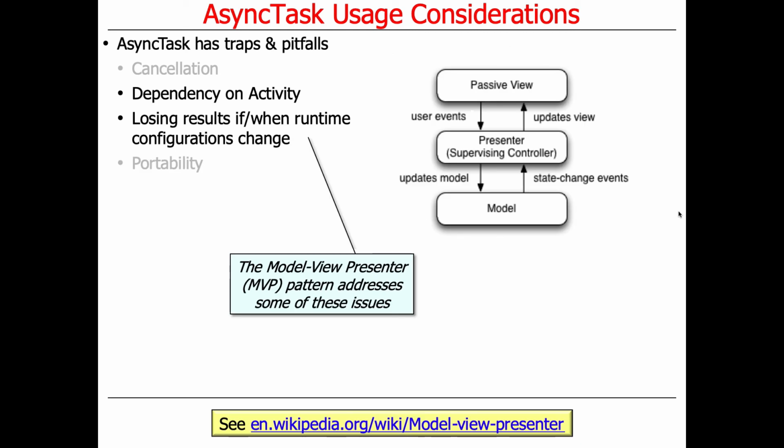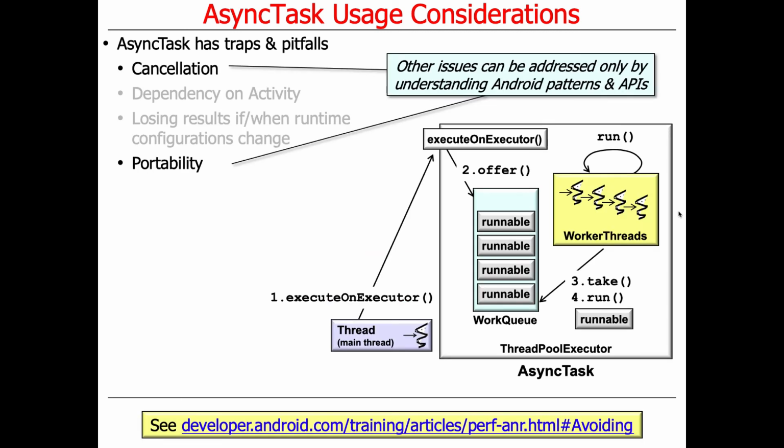There are various ways to address these issues. You can use the model view presenter pattern, which is very common in Android development, where you carefully separate out the data from the presentation from the computation. Portability can be addressed by using patterns and APIs that relate to Android. A good example is you supply the thread pool and use execute on an executor, so you get consistent semantics no matter what version of Android you're using.